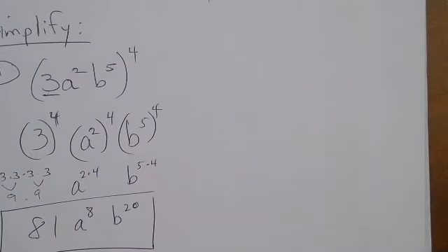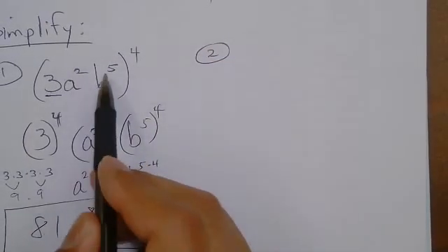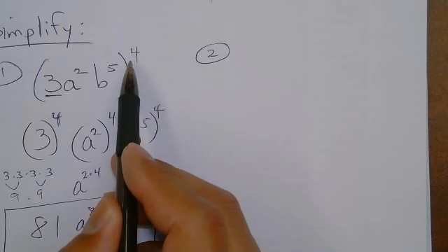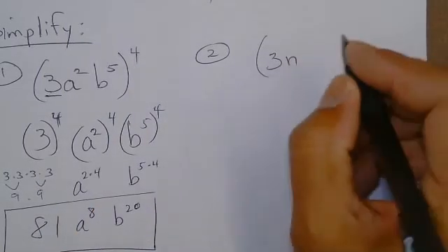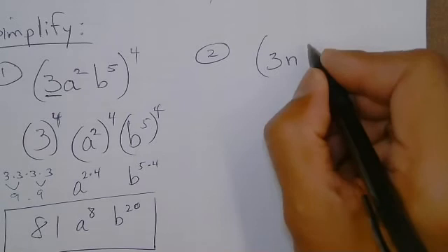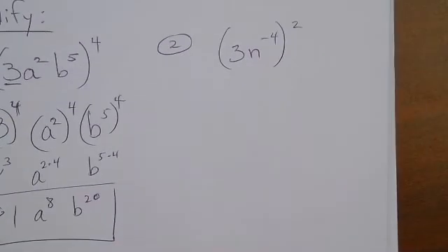Now let me start doing some problems that will have some negative exponents. Number 2, you're going to have some of these where sometimes you'll have negative exponents inside, or sometimes the power out here will be a negative exponent. Let's start with an easy one, this one. 3 and negative 4, all squared.